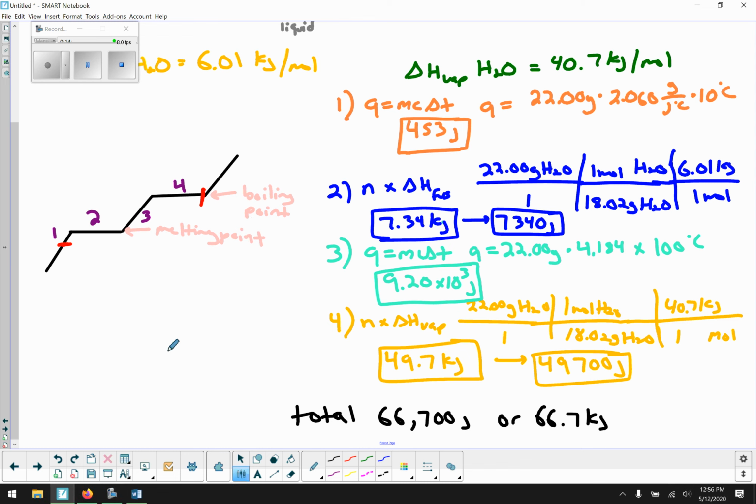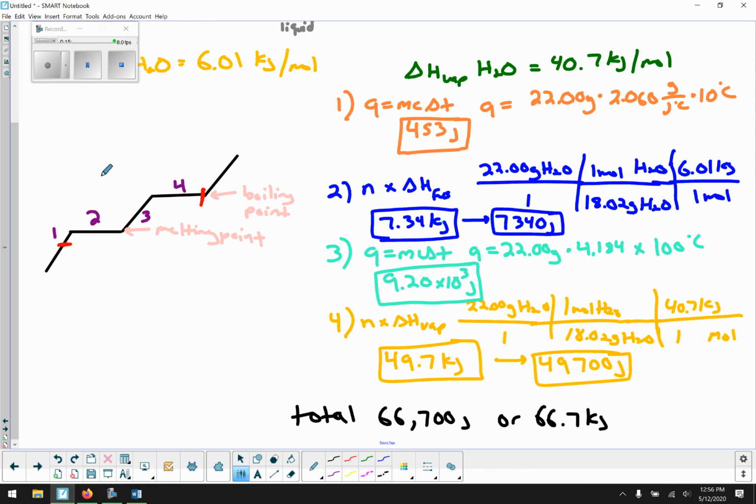So I could just give you a question, say, how much would it take to make water go from negative 10 degrees to 130 degrees? And you would have to understand that you're going to raise the temperature, then melt it at 0 degrees Celsius, then raise the temperature again to 100 degrees Celsius, then boil it, and then raise the temperature again to 130. And where these melting and boiling points are is different for every substance. And you have several of those on your data sheet.